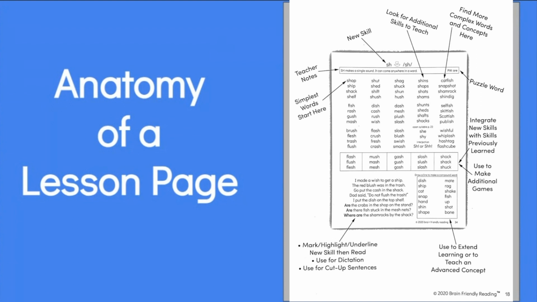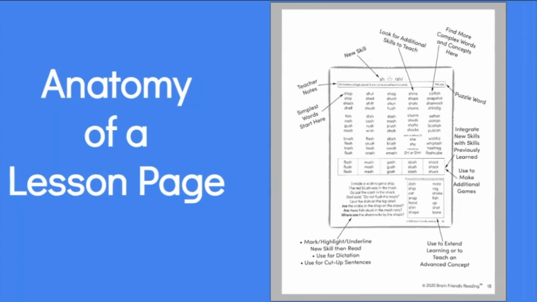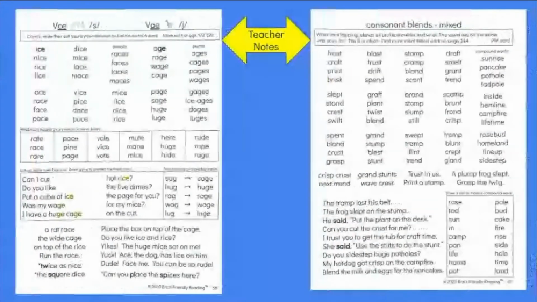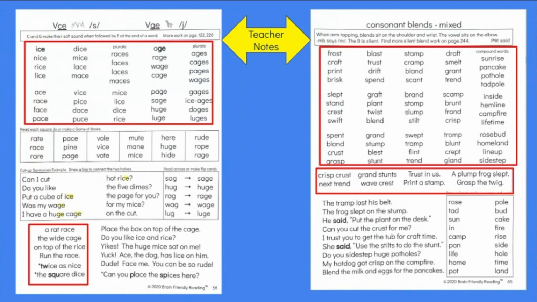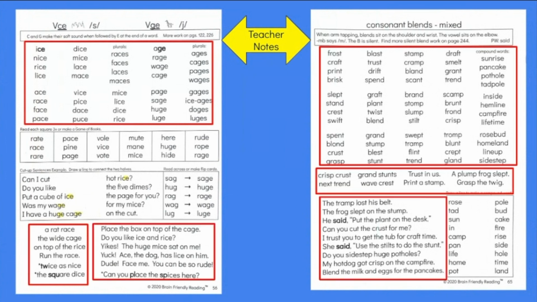I will be talking about the different sections that you may see on a lesson page and how you can use them in a variety of activities that are high engagement. All of the lesson pages have the skill labeled at the top, teacher's notes, word lists, phrases, and/or sentences. We always use these word lists when teaching a new skill.